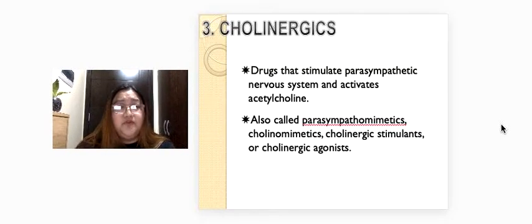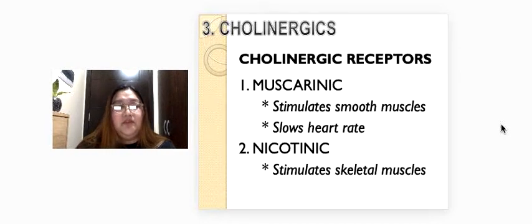Okay, third group of drugs are the cholinergic drugs. These drugs stimulate the parasympathetic nervous system and they activate acetylcholine. So, mga ginagaya ang parasympathetic nervous system. These are the receptor cells, muscarinic and nicotinic. Okay, ngayon, tatlo lang naman yung muscles ng ating katawan. The smooth muscles, the cardiac muscles, and the skeletal muscles. So, si muscarinic, no, smooth and cardiac, nicotinic, skeletal.